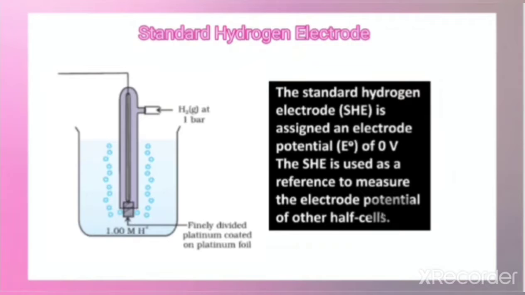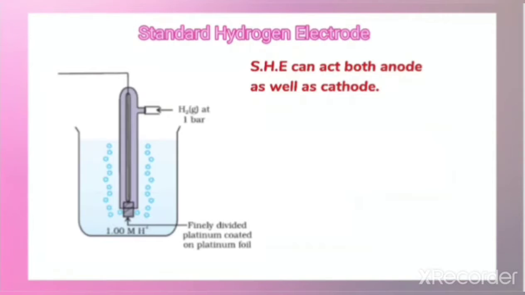So in order to find out the electrode potential of any other electrode, we have to connect that electrode with the standard hydrogen electrode. Because the standard reduction potential value, the electrode potential value, is 0 volt for this one, by this we can find out the electrode potential of the other electrode. So we can say that this standard hydrogen electrode can act as both anode as well as cathode.